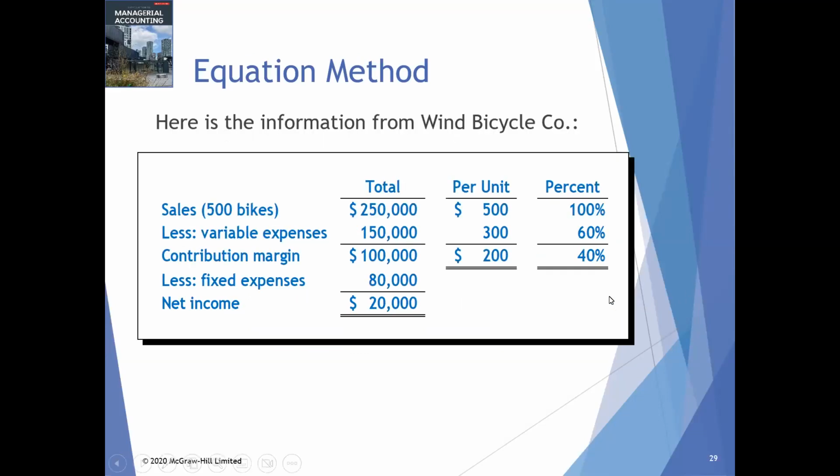So look at this equation method. The equation method says that 500 bikes were sold here, and per unit we know 500 minus 300 is the variable expenditure, and we have the contribution margin, this one. So the contribution margin is 40% here on the sale. And this is the fixed expenditure. This is the equation method which we have already done.